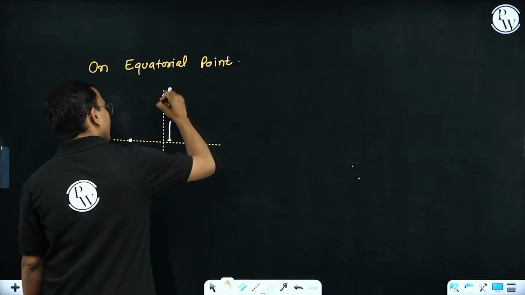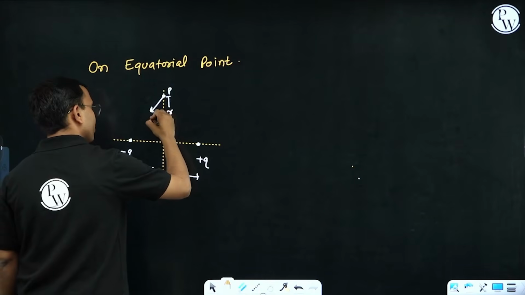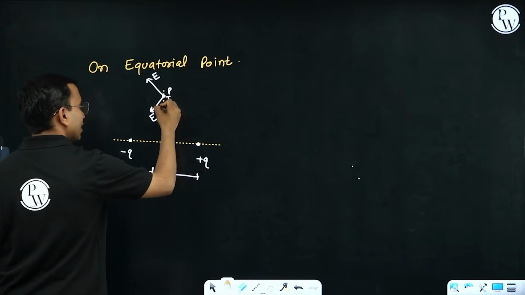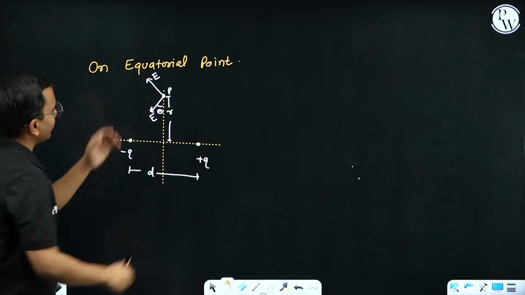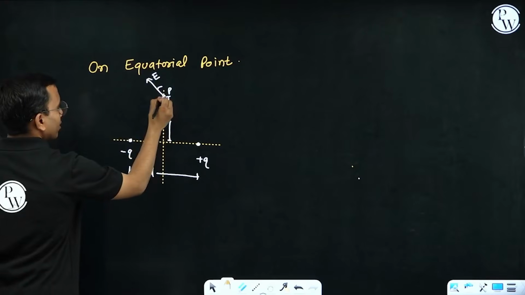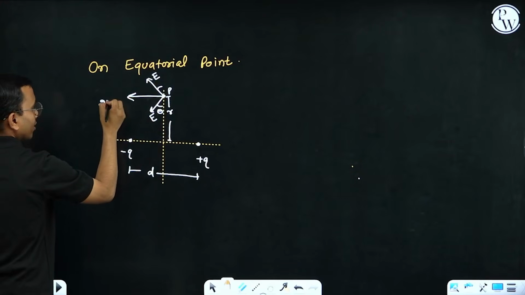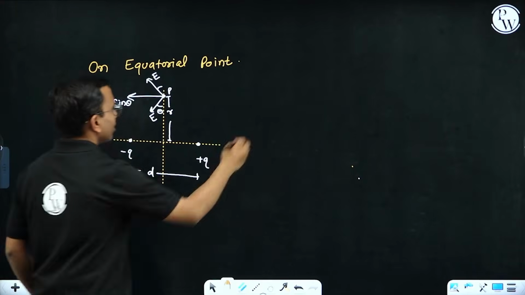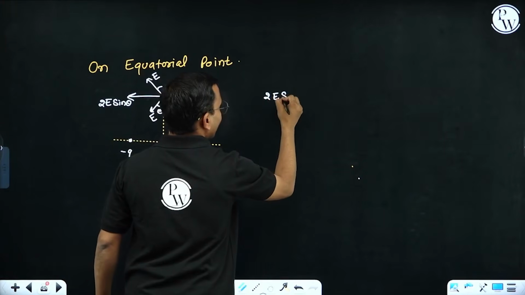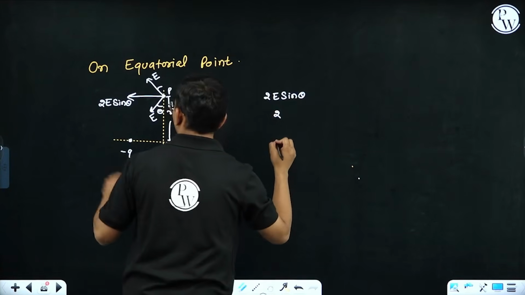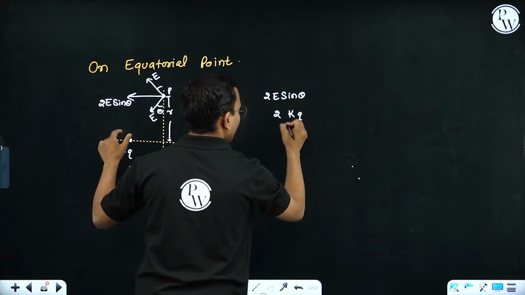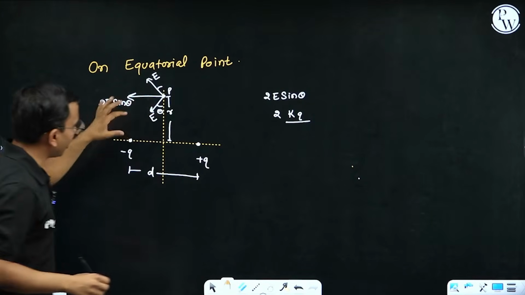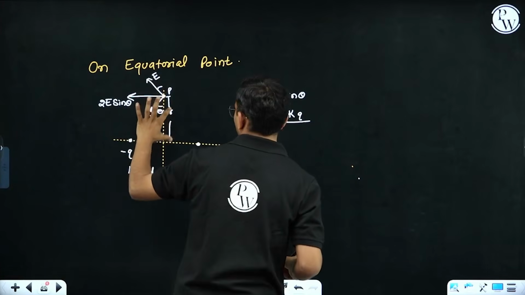So due to minus q, the electric field is in this direction, E. Due to plus q, it will be away, and the magnitude will be the same, E. If this angle is theta, E cos theta, and this will also be theta, E cos theta will get cancelled. The horizontal components will add, 2E sin theta. So the total electric field is 2E sin theta. What is E? kq by r square. So kq divided by the square of this distance, which is the root of d by 2 square and r square.